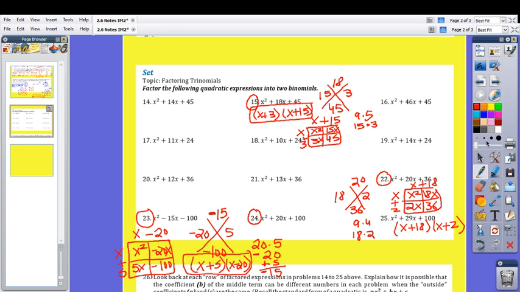Okay, so now you can do these. Number 26 is just the observation. So once you are done with 14 to 25, you will be able to answer that.